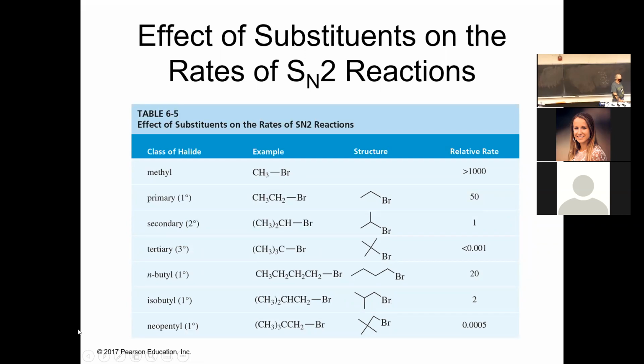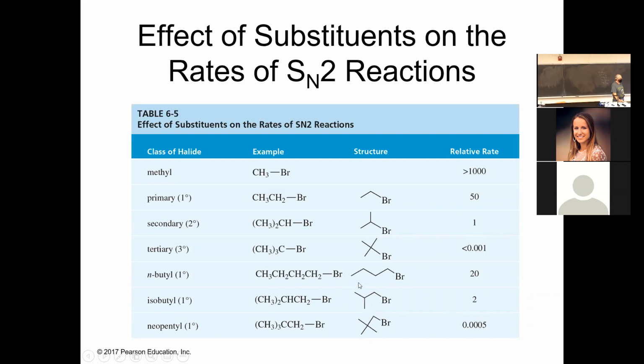Okay, when we go to a tertiary halide, like tert-butyl bromide, 2-bromo-2-methylpropane, that is more than 1,000 times slower than 2-bromopropane. Here we have butyl. Butyl is a primary, so it reacts 20 times faster. Isobutyl is a primary, but notice it doesn't react that much faster.